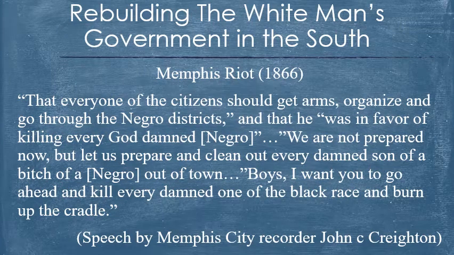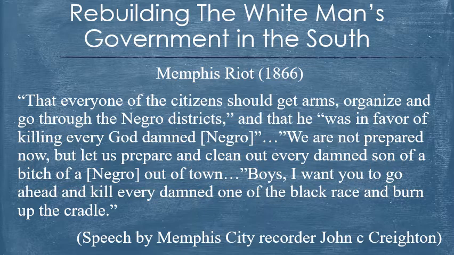The only problem is, as these radical Republicans up in Washington are passing all of these constitutional amendments and other pieces of legislation to help expand the freedoms guaranteed to African Americans, you see an effort, particularly in the South, being made to rebuild the white man's government. And we can see this through the use of violence in various forms, particularly through riots and also through vigilante action. And we're going to start here with this discussion of rioting.